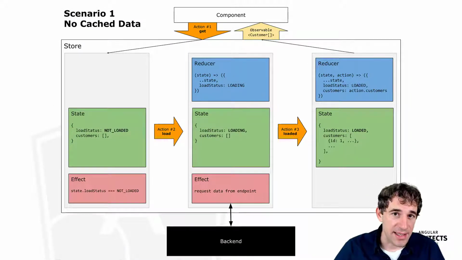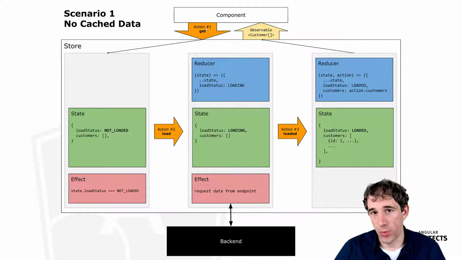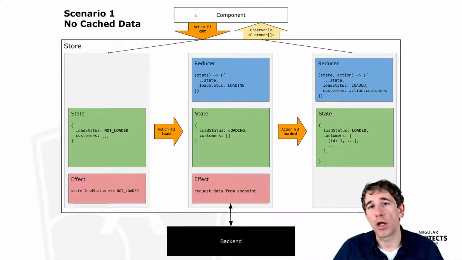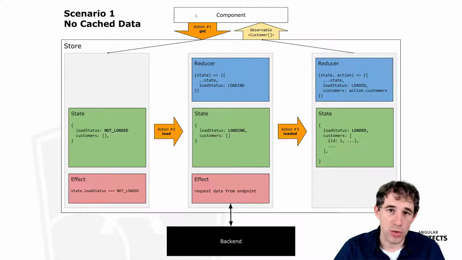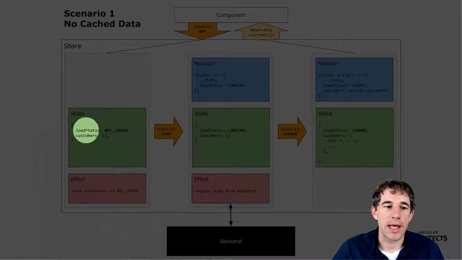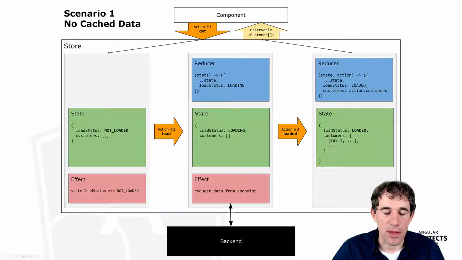We will add a third action, which is the get action. The get action will be dispatched by the component instead of the load action. The load action now gets downgraded to an internal action. And the second addition that we have to make is inside of our state, where we add an additional property which is called LoadStatus. The LoadStatus has 3 possible values: not loaded, loading, or loaded.